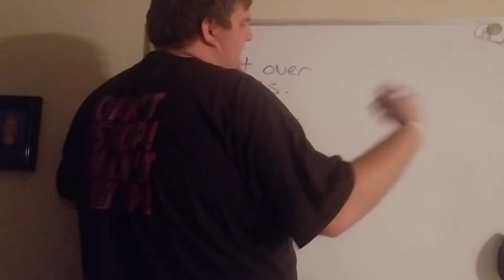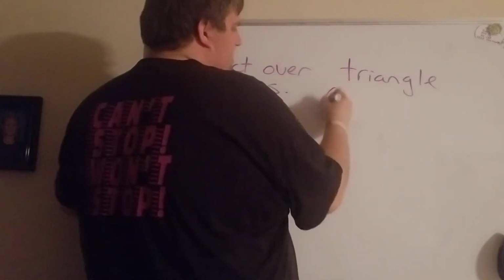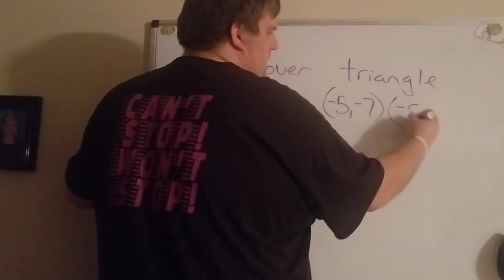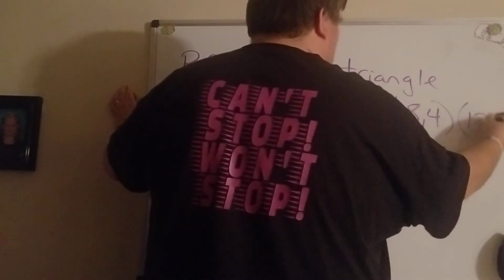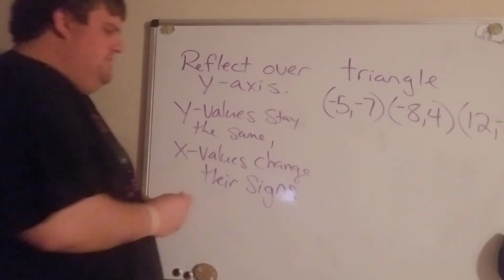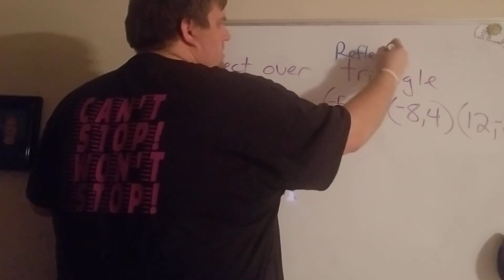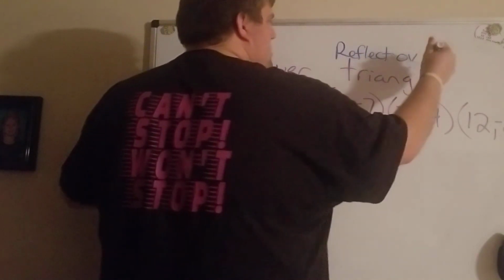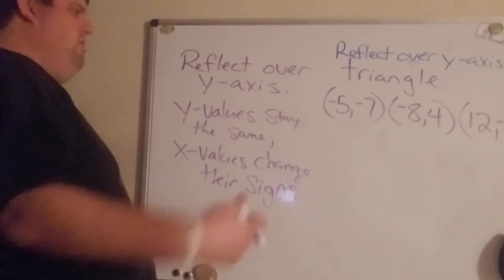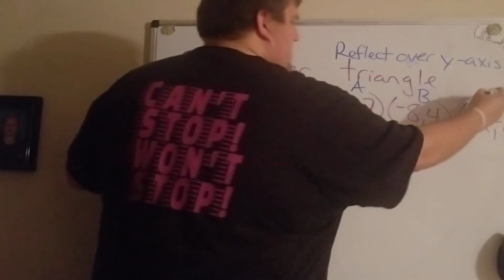So let's say we had a triangle with vertices of -5, -7, -8, 4, and 12, -2. And I want to reflect over the y-axis this time. So we'll go over both, right? This time we'll go over y. So that means that if I look at my points, let's call this A, B, C. Make it nice and easy for us, right?